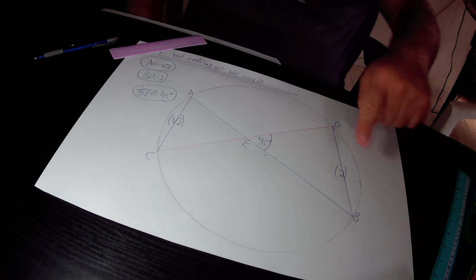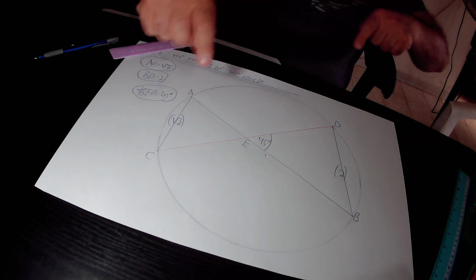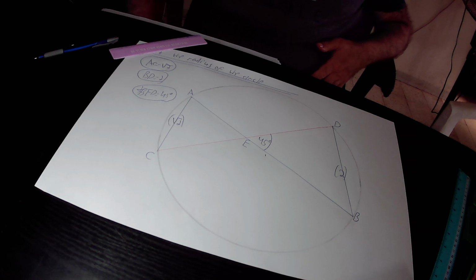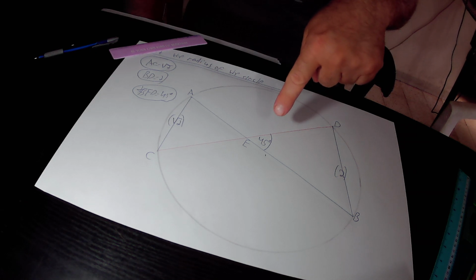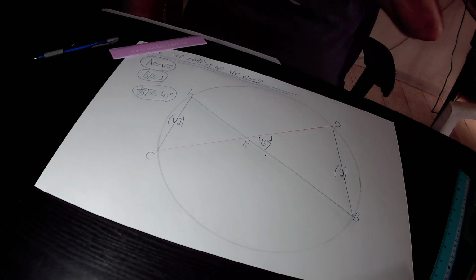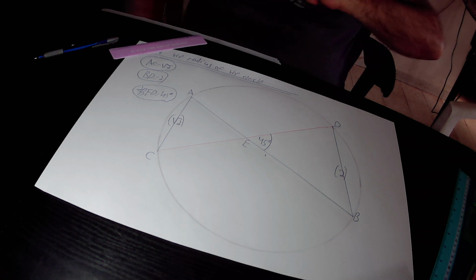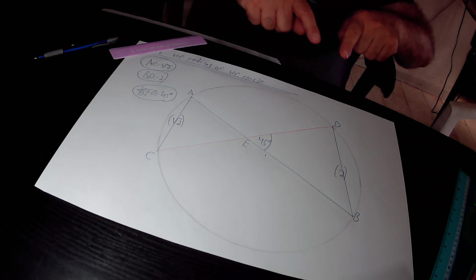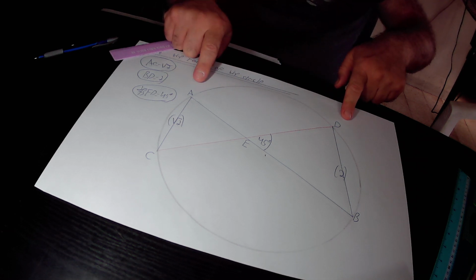We have also chord AB and chord DC. And finally, this is angle DEB. The size of this angle DEB is 45 degrees. Again, our mission is to find out the radius of this circle. So, in the first step, we'll join points D and A together by a straight line.